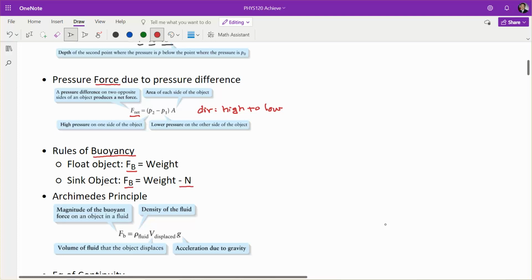But to fully understand this, you need to know how to draw a free body diagram, and we did a lot of examples in the class already. You should know how to do it.